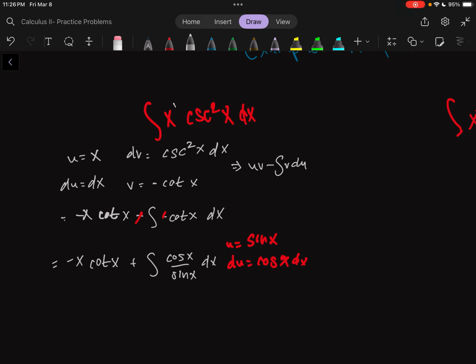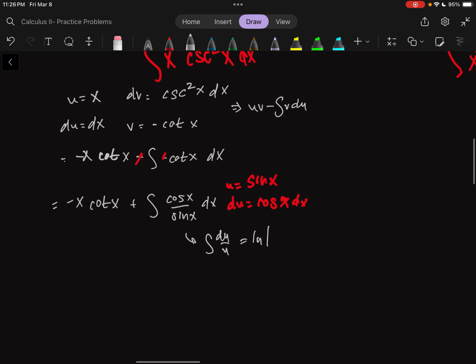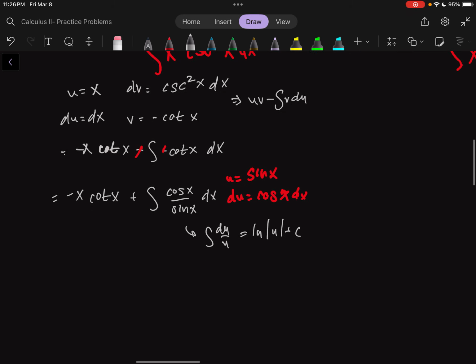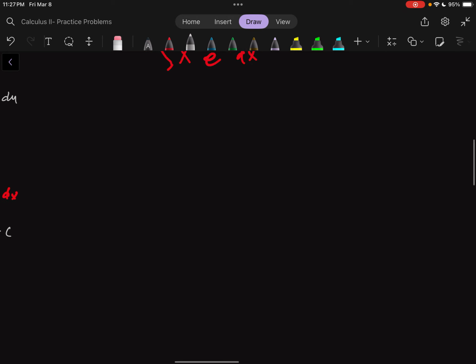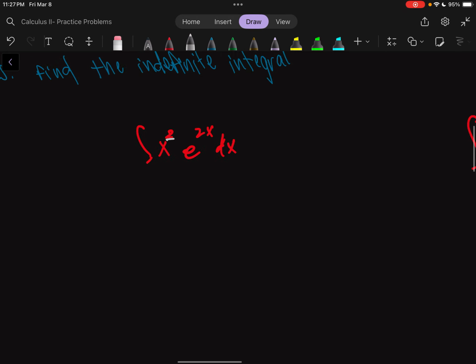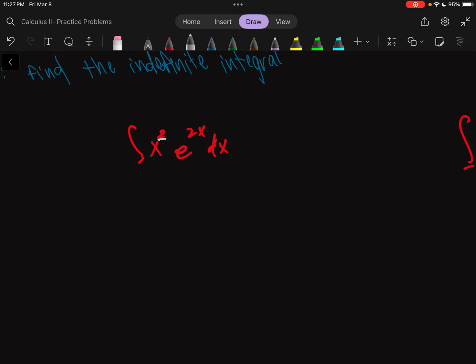And now we have an integral of du over u, right, which we know turns into the natural log of the absolute value of u. So finally, it's negative x cotangent x plus the natural log of the absolute value of u, which is sine x. So now we're able to evaluate integrals with a product in them. But they can get a bit harder. They can get a bit harder when now we have to do it more than once.